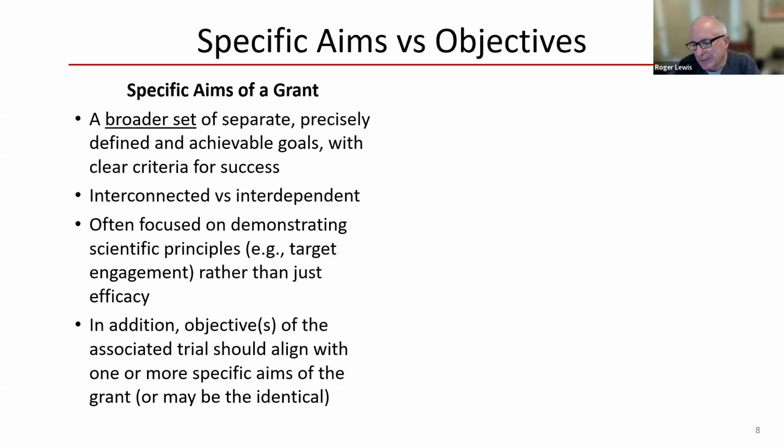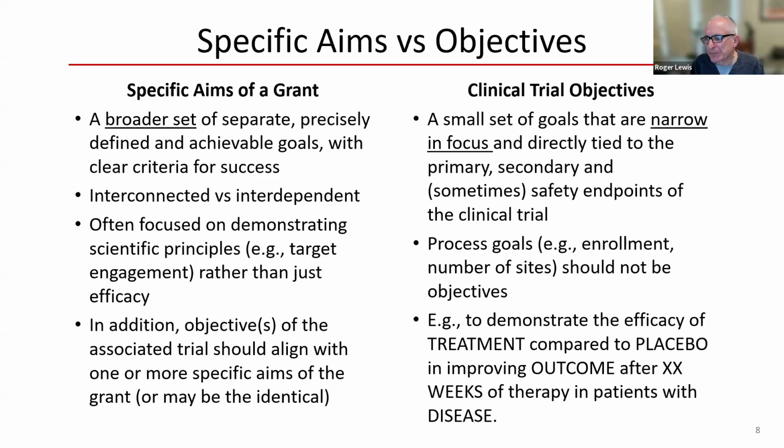And then lastly, when you're seeking support for a clinical trial, the objectives of that trial should align and may be essentially identical to one of the specific aims in the grant. So the specific aims include things that are not objectives of the trial, but the objectives of the trial should tie back to the specific aims. I'll come back to that right now.